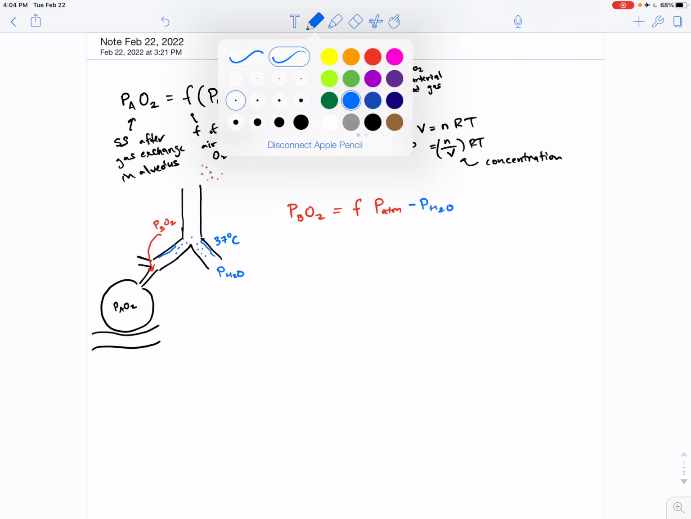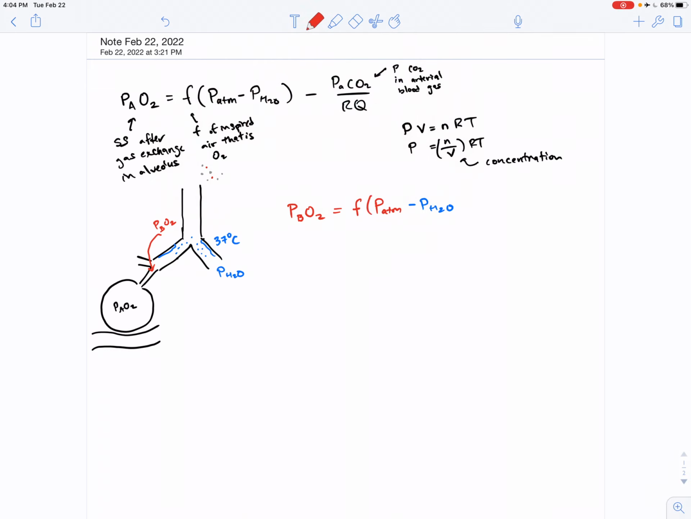So basically we have to take out of our atmospheric pressure a certain amount of concentration of water, and the remaining, out of that, there's some fraction of the remaining stuff that is oxygen. Okay, so this is our expression for bronchiolar partial pressure of oxygen before any gas exchange has occurred. So now let's talk about gas exchange.